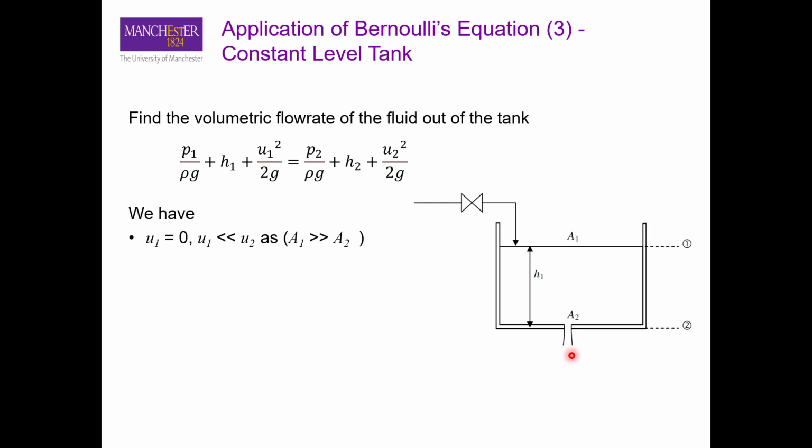Okay. And so you can assume, for example, you have an area of 1 meter square, and here you have an area of 25 centimeters square or 0.0025 meter square. So you will see that due to this area difference, your velocity at point 2 will be much larger than your velocity at point 1. Okay, so that is our first assumption. It means that we can consider U1 as 0, so we cancel out this term here.